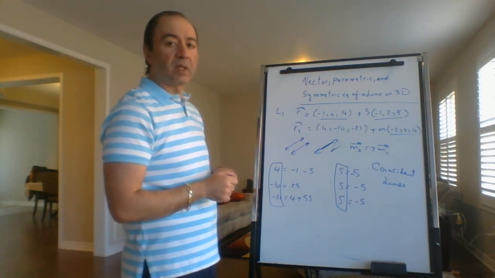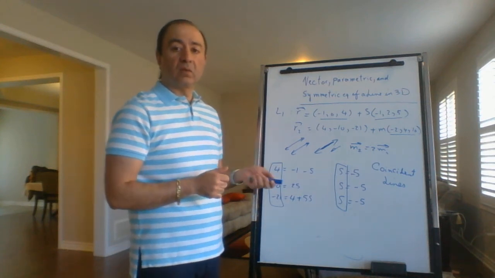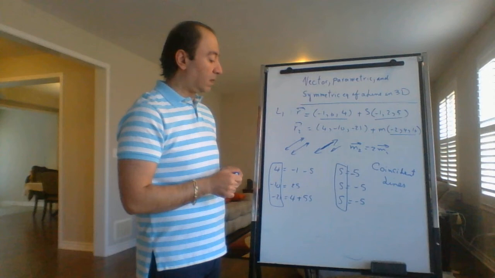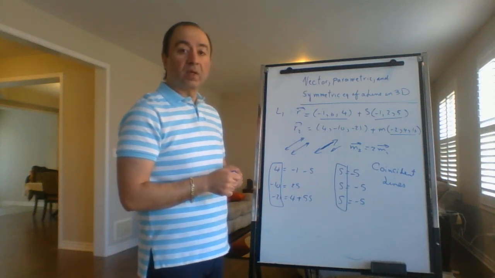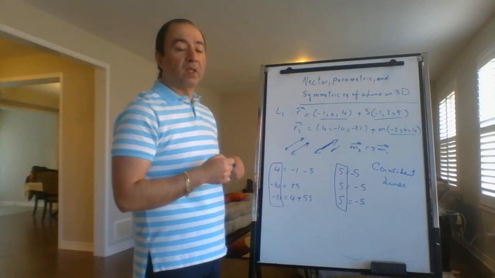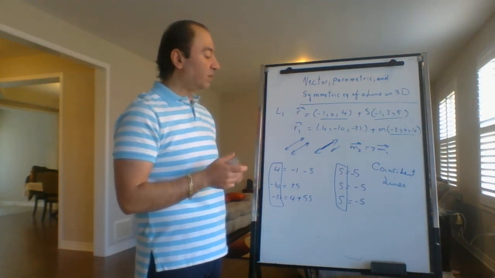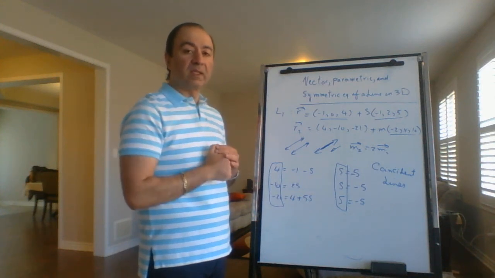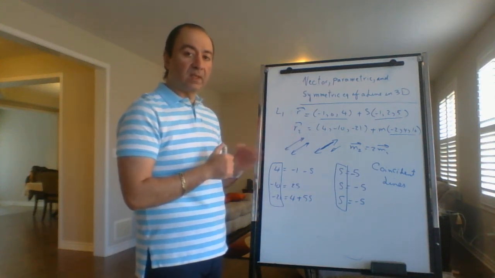I will stop here, and I will give you homework, and I will wait for your questions to answer them tomorrow. All right. I want to tell you there is no scalar equation of lines in 3D. Instead, we have the symmetric equation. So there is no scalar equation like what we did in 2D. In 3D, there is no scalar equation.